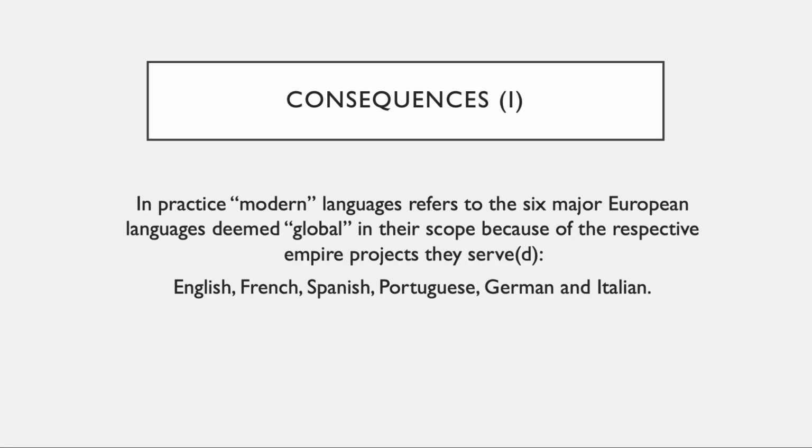So what are the consequences of speaking of quote-unquote modern languages? Well, in practice, modern languages just refers to the 6 major European languages deemed quote-unquote global in their scope because of the respective empire projects they serve: the English, the French, the Spanish, the Portuguese, the German, and the Italian projects of colonialism.